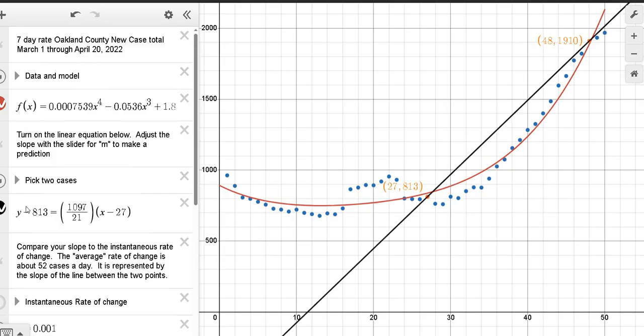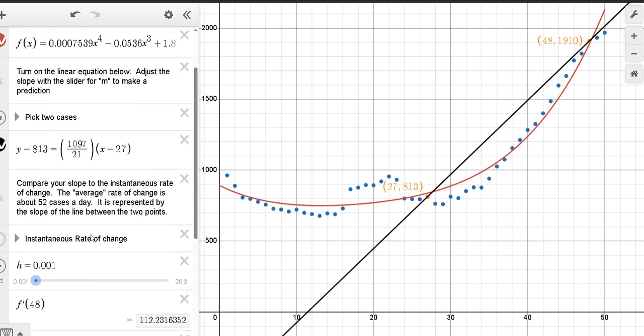The derivative was this mythical point where the slope of the secant line became closer and closer to the slope of the tangent line.